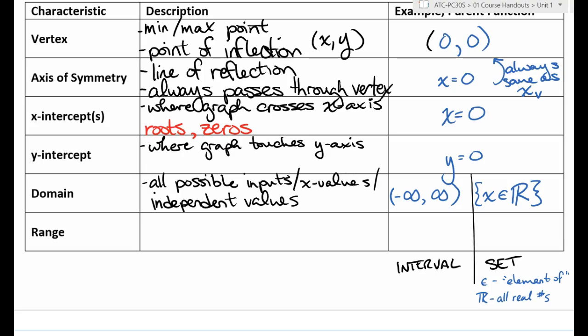Our range is kind of matching up with our y-intercept. It's all possible outputs. Or all possible y values, or dependent values.